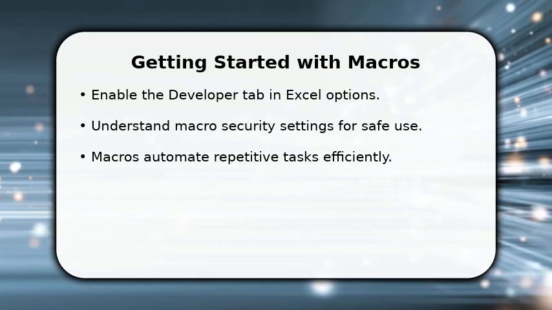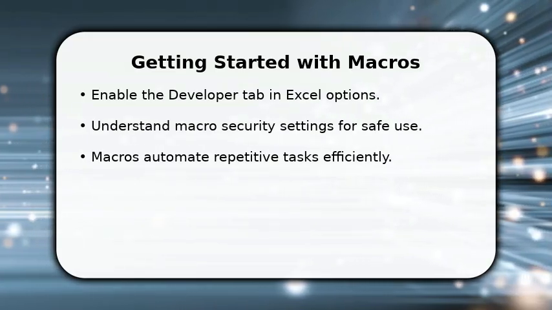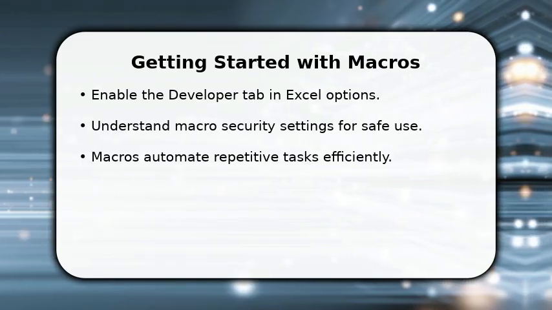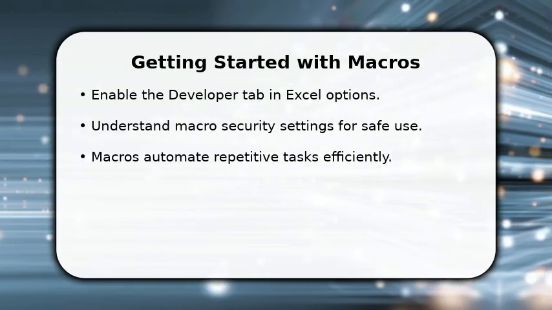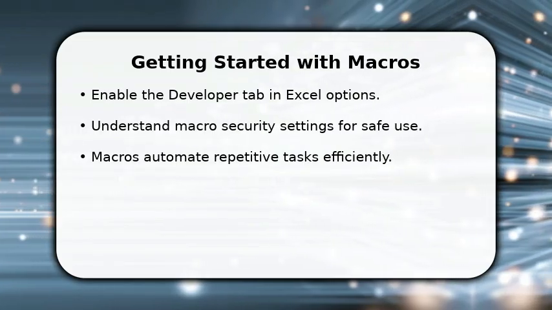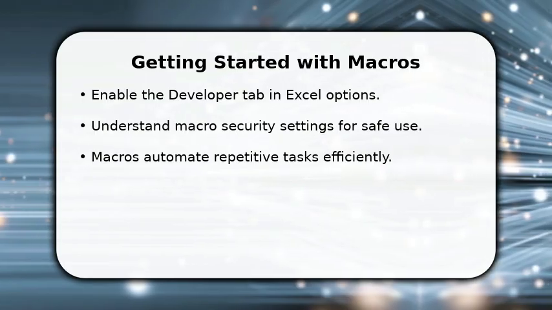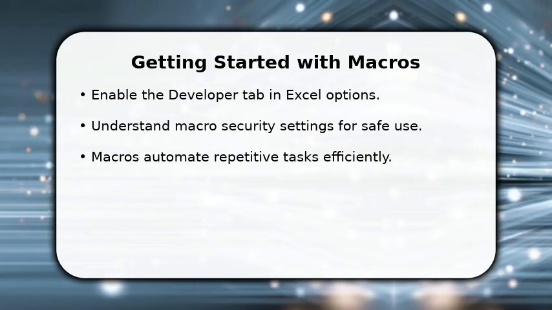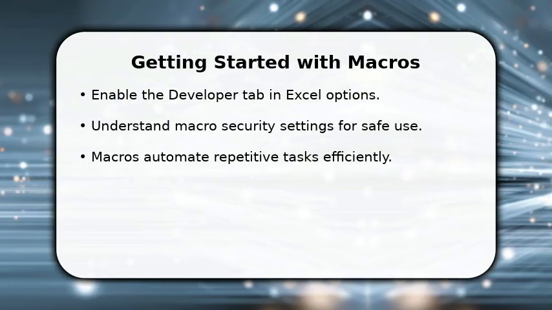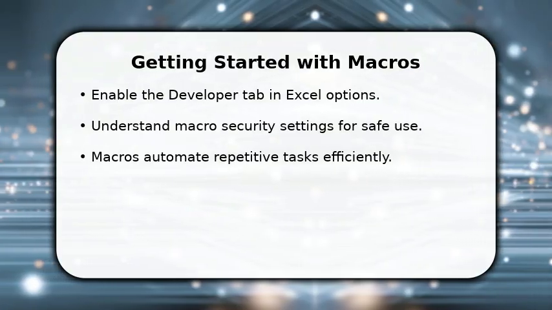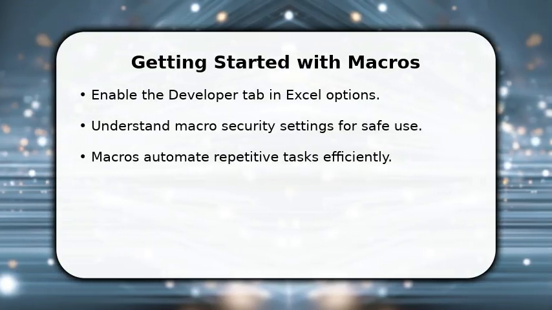Enjoy the video. In this video, I will explain how to make an Excel macro. First, you'll need to enable the Developer tab in your Excel options. This tab provides access to all macro-related tools. Next, review your macro security settings to ensure they allow macros to run safely. Macros are powerful tools that can automate many repetitive tasks, saving you significant time and effort.